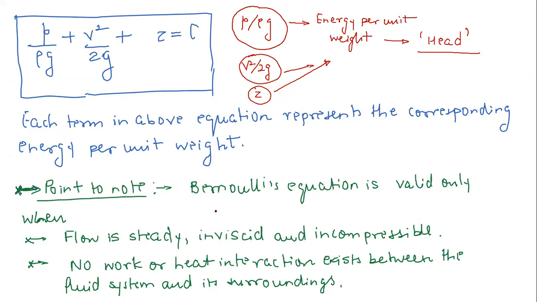Yes, so now points to note. The first point to note is that Bernoulli's equation is valid only when flow is steady, inviscid, and incompressible. We saw that we derived this Bernoulli's equation assuming that rho is constant, then delta V by delta T is 0, and for inviscid flow the viscosity is 0, so no shear stresses. But besides this, many times questions are asked in such a way in competitive examinations that many of the students get confused.